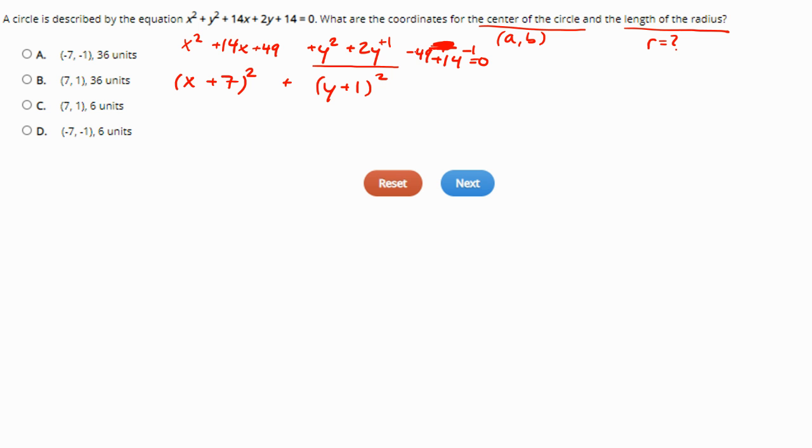Now deal with the numbers. So negative 49 plus 14 minus 1. Okay, I got negative 36. So it's minus 36 equals 0. We move that over by adding 36 to both sides. There we go. Now here's our equation.